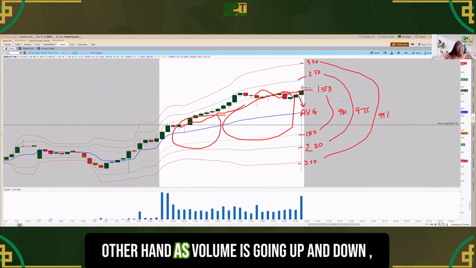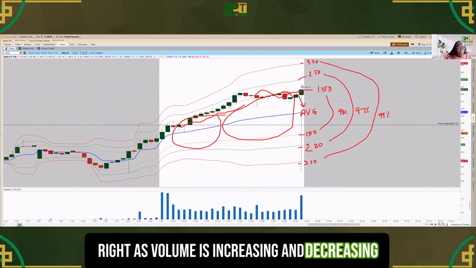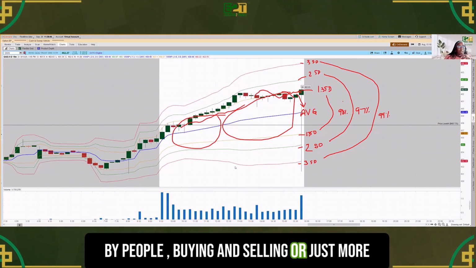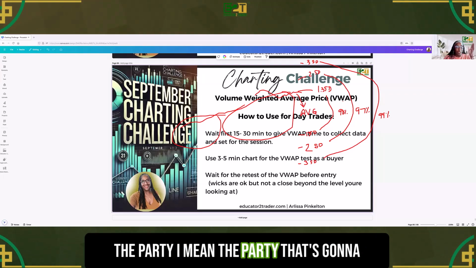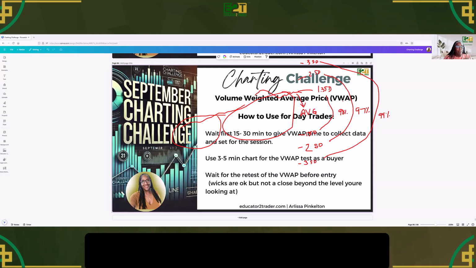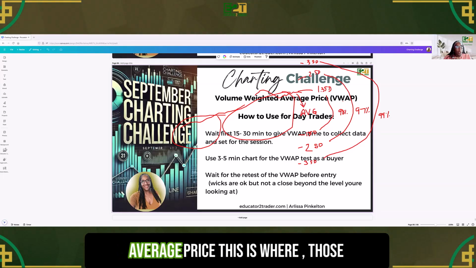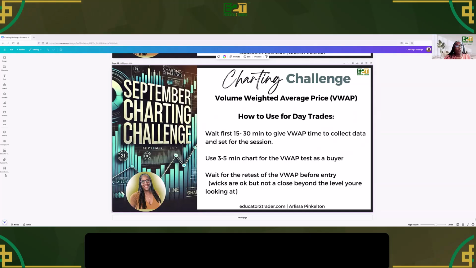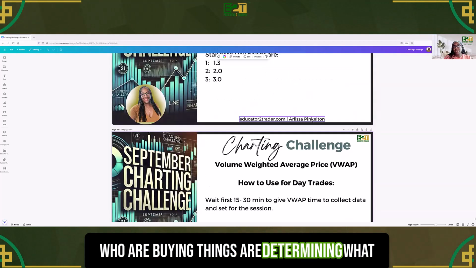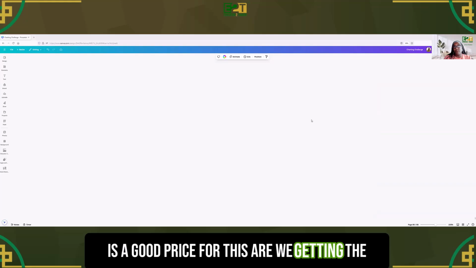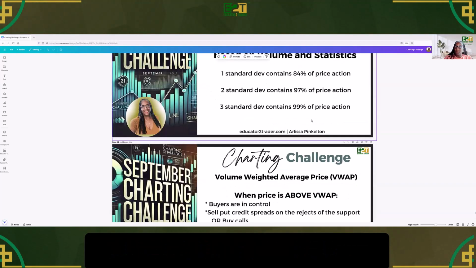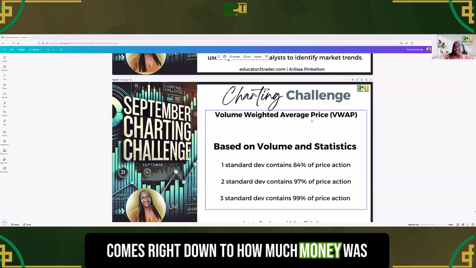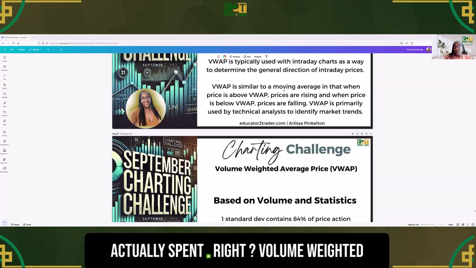Volume, on the other hand, as volume is going up and down, as volume is increasing and decreasing by people buying and selling, or just more volume coming in, that's going to create the space and the price for what is a good average price. This is where those who are buying things are determining what is a good price for this. Are we getting the best bang for our buck? So you have price and volume, and it comes right down to how much money was actually spent, right?